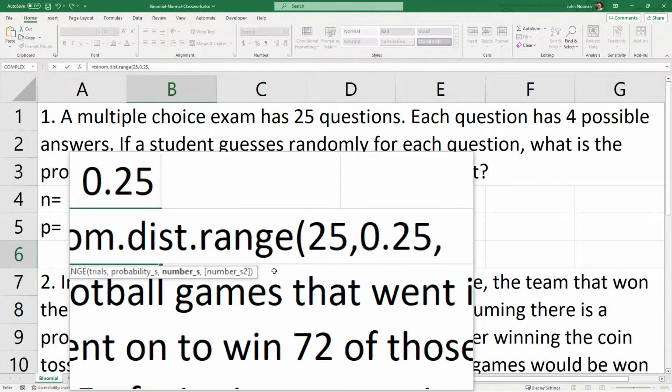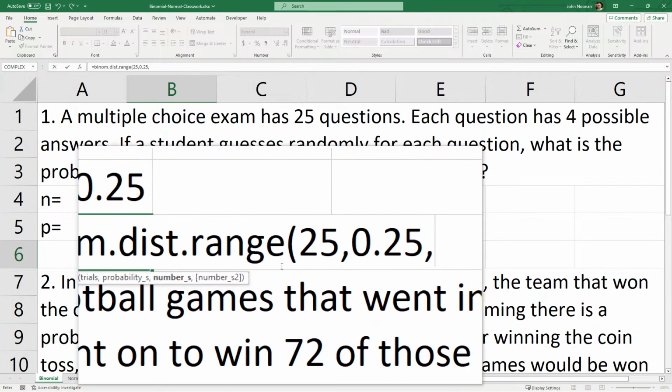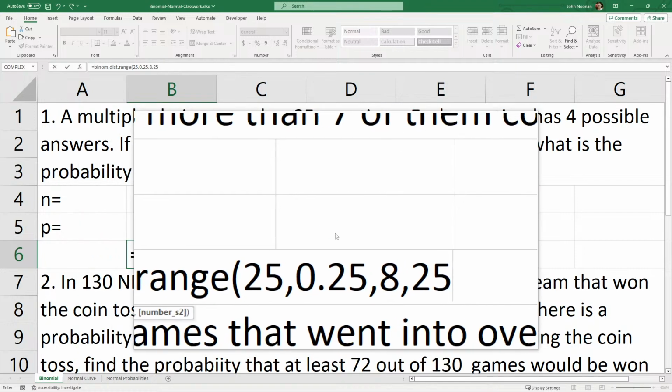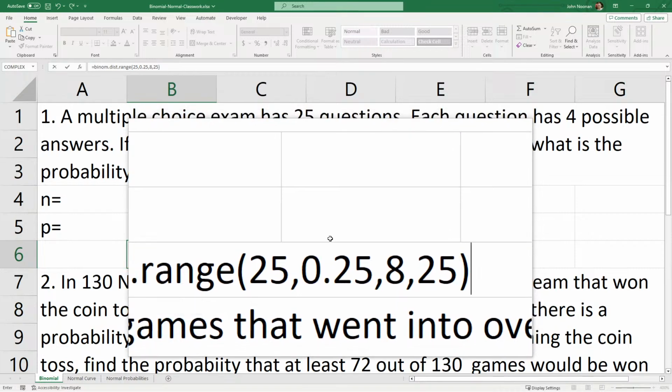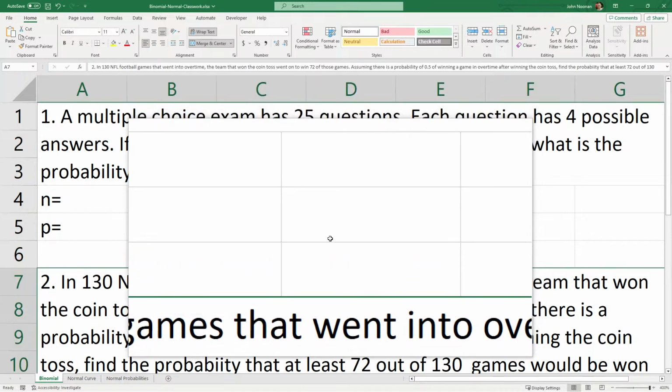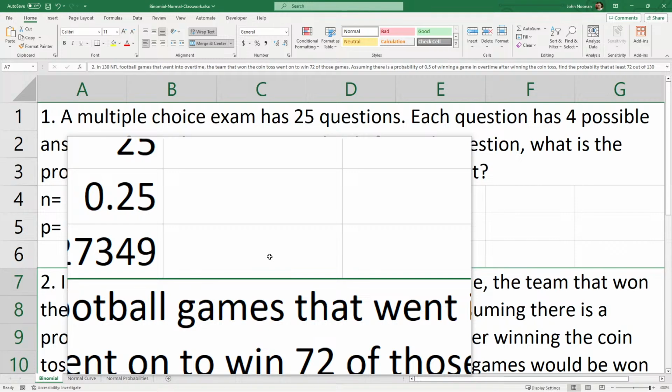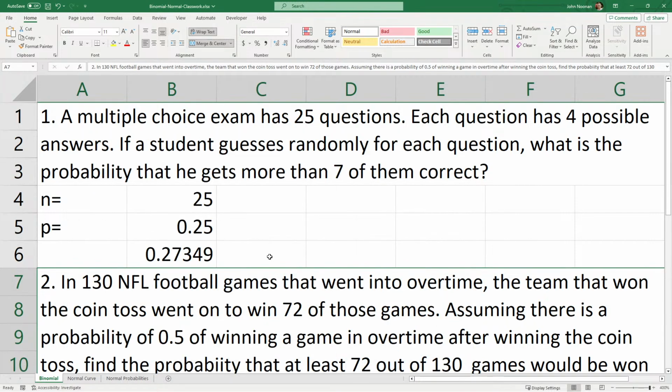As far as the number of successes that we're looking for, I'm interested in anything between 8 and 25. So from 8 to 25, close parentheses, press enter, and you'll get the probability. Let me zoom back out. And so the probability of getting anything between 8 and 25 questions right, if you guess, is 0.27349.